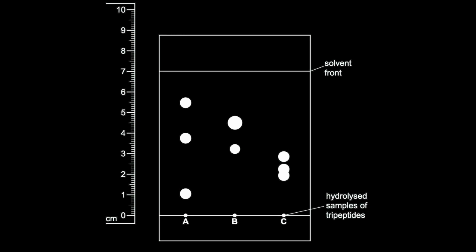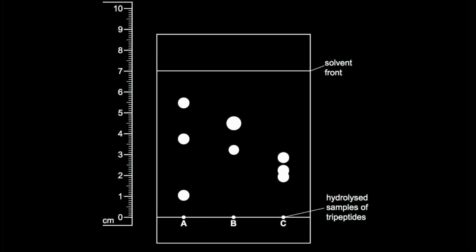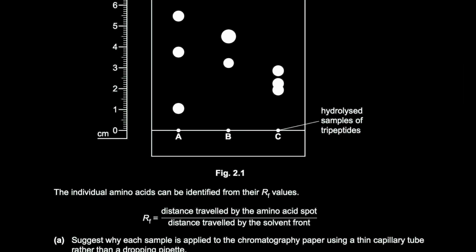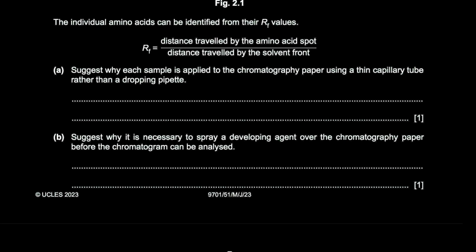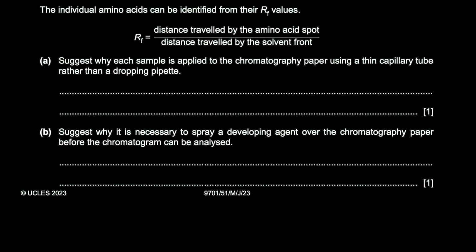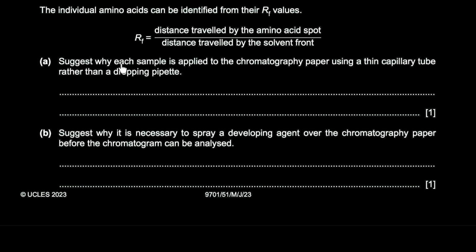Okay, so we have the results of the chromatography experiment shown here. The individual amino acids can be identified from their RF values. Suggest why each sample is applied to the chromatography paper using a thin capillary tube rather than a dropping pipette. Now, the reason we use a capillary tube is because we just want to apply one small drop, or one spot of the sample, for each of the samples A, B, and C.